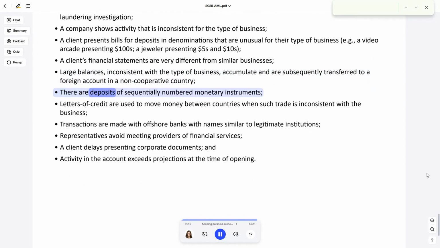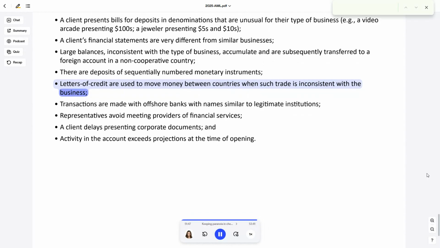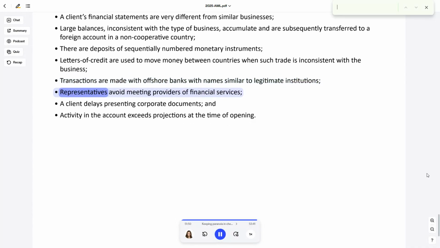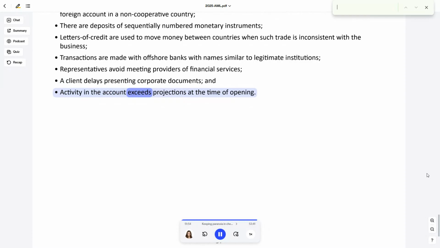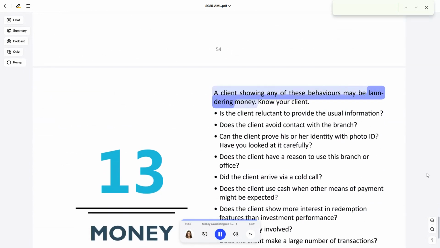There are deposits of sequentially numbered monetary instruments, and letters of credit are used to move money between countries when such trade is inconsistent with the business. Transactions are made with offshore banks with names similar to legitimate institutions. Representatives avoid meeting providers of financial services, and the client delays presenting corporate documents. Activity in the account exceeds projections at the time of opening. A client showing any of these behaviors may be laundering money.